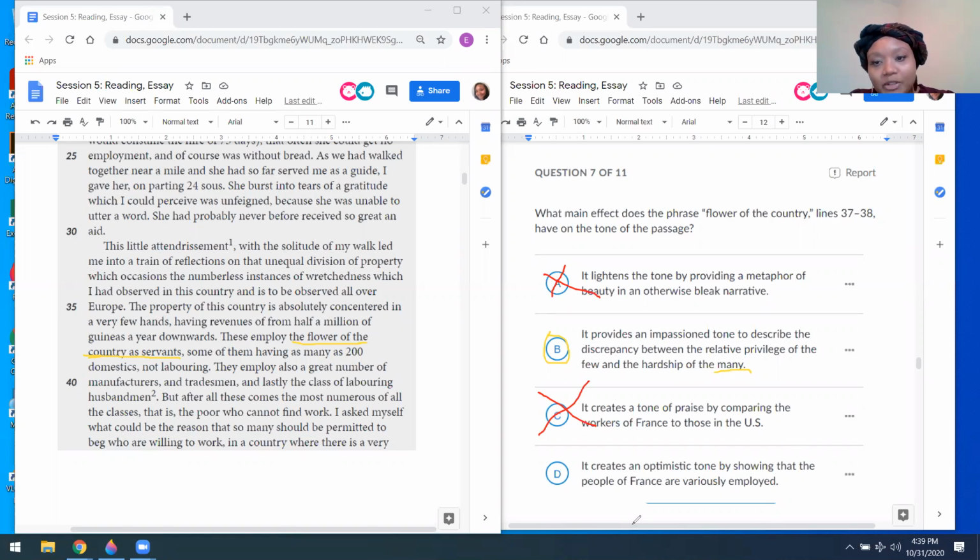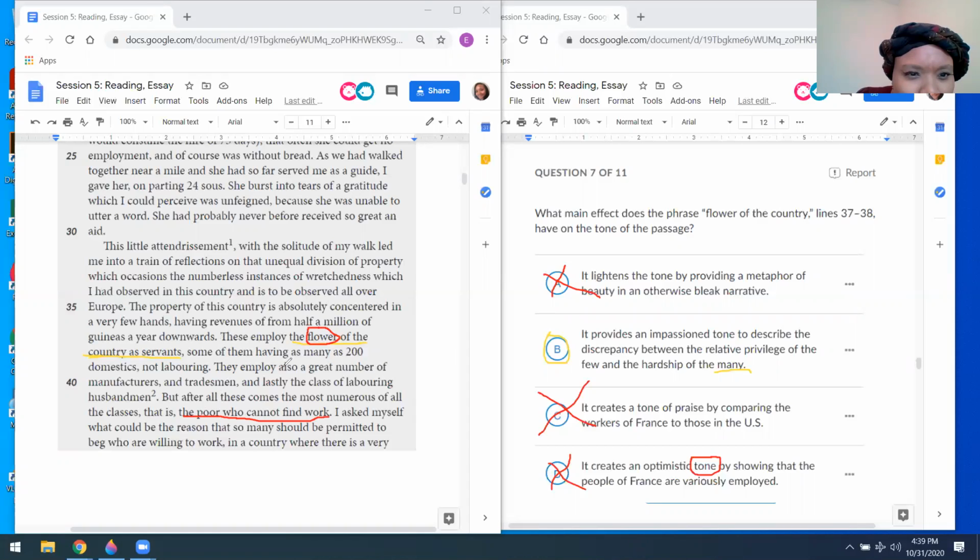Or D, it creates an optimistic tone by showing that the people of France are variously employed. In terms of tone, because we're looking at tone, it does not create that tone because the tone is not optimistic. The tone surrounding the majority of people is positive because it's describing them as a flower. But the overall tone for describing what they have to go through is not optimistic. So that is why that is wrong. Because it's also saying here, the poor cannot find work. That is not optimistic at all.